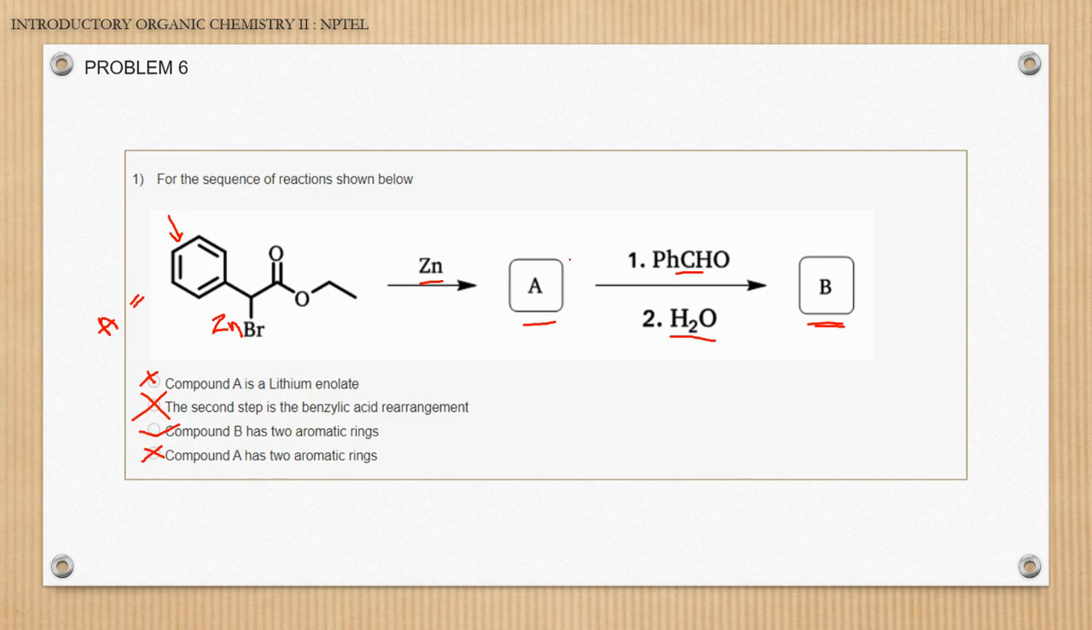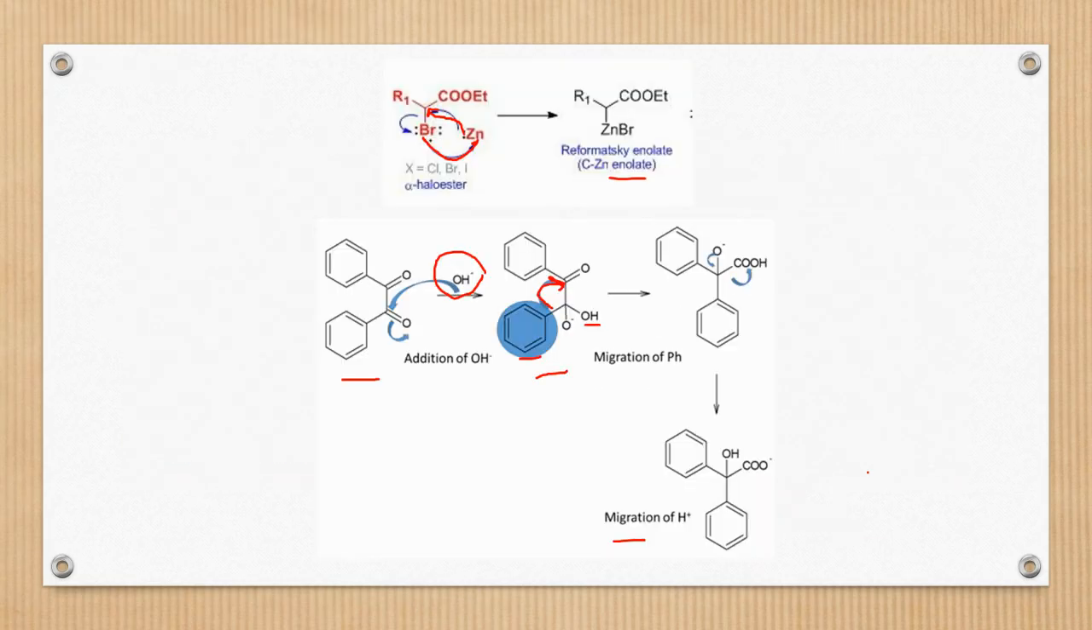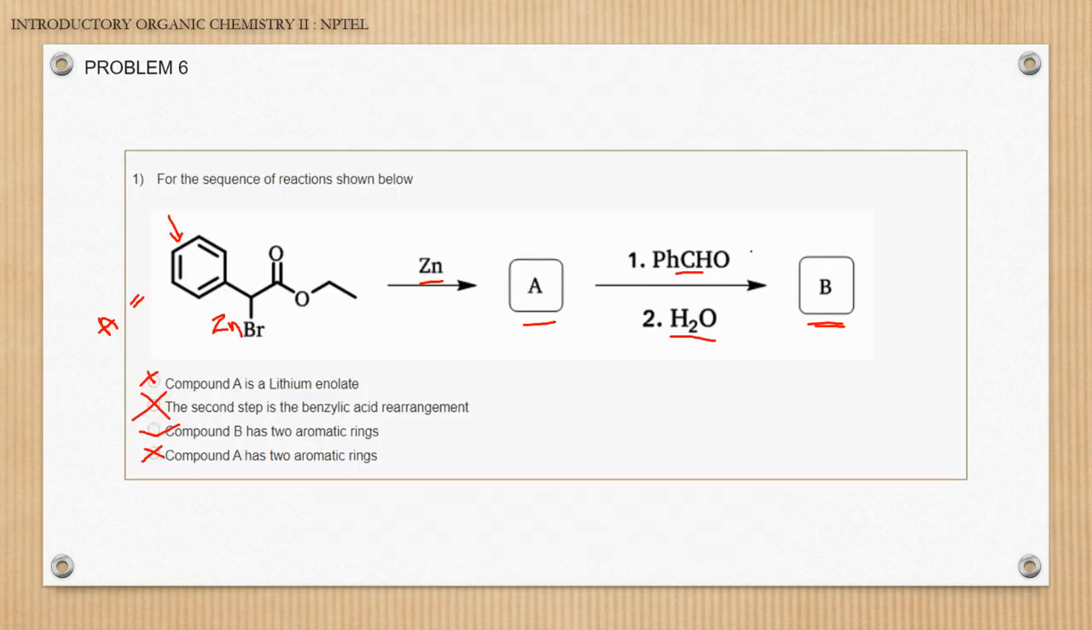In the second step, what is happening? Benzaldehyde reacts with this to give you this oxyanion, and after that hydrolysis takes place to give you the alcohol. The benzilic acid rearrangement is a rearrangement of adjacent diketones. When you treat it with a base, it will act as a nucleophile. Then there is a migration, and after that the protonation will give you the alpha hydroxy acid. So this is how the benzilic acid rearrangement takes place.